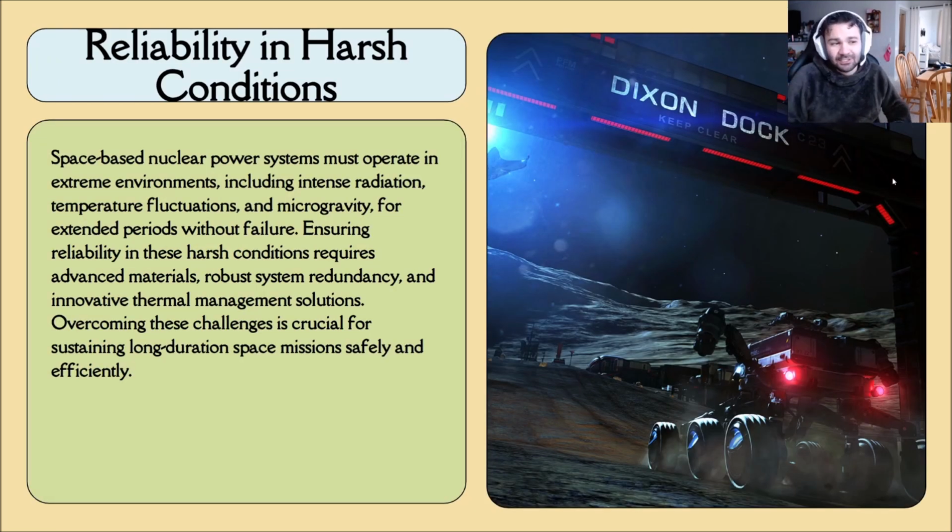Reliability in harsh conditions, right? We'll talk about the screenshot in a little bit, but a space-based nuclear power system must operate in extreme environments, right? Temperature fluctuation, microgravity, and operate for an extended period of time without failure. For example, ensuring reliability in these harsh conditions requires advanced materials, robust systems, redundancy, and innovative thermal management solutions, and we'll talk about that in a little bit. Overcoming these challenges is critical for sustaining long-duration space missions safely and efficiently.